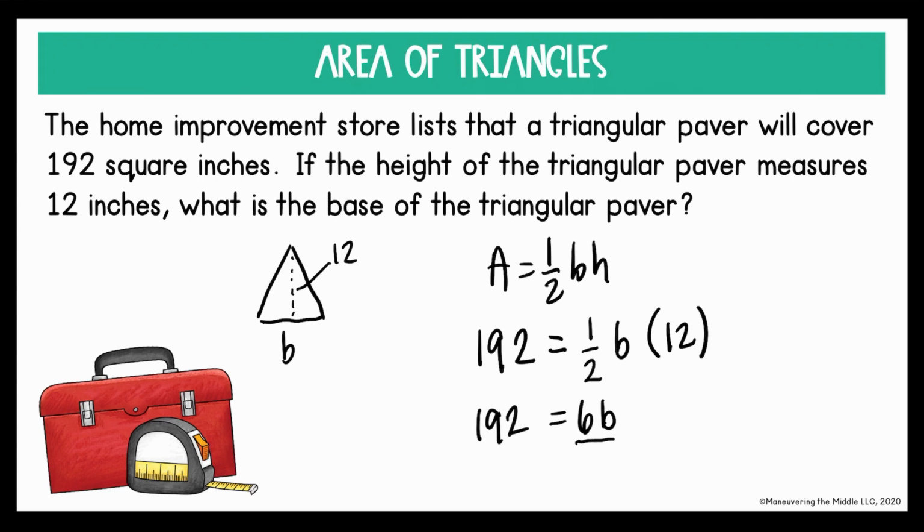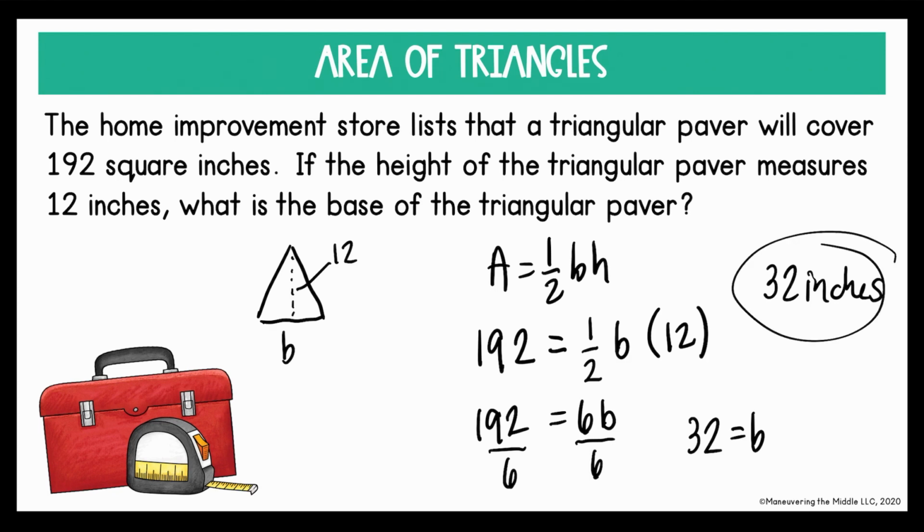So 6 times b, now I can undo that right here. And I will get that 32 is equal to b, and that would be 32 inches. So I know that the height of the paver is 12 and the base is 32 inches.